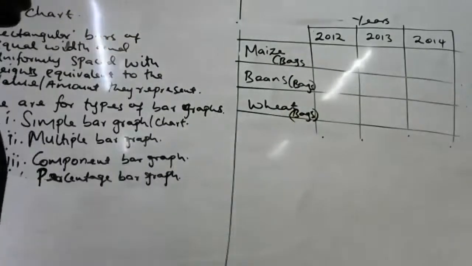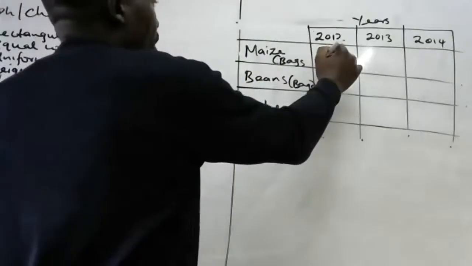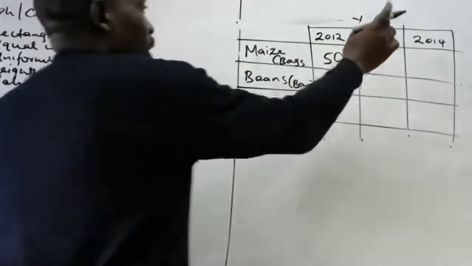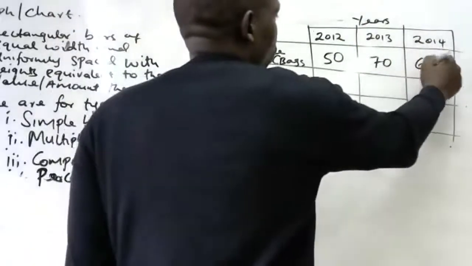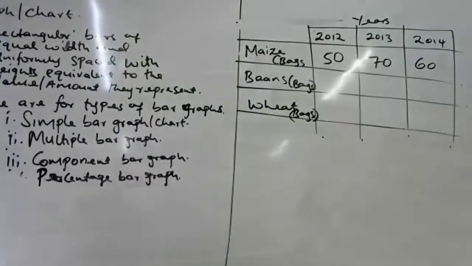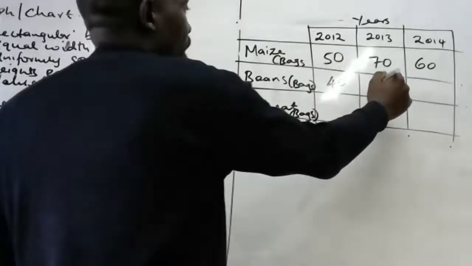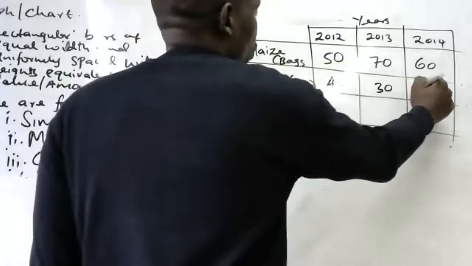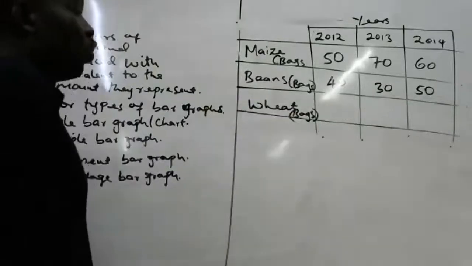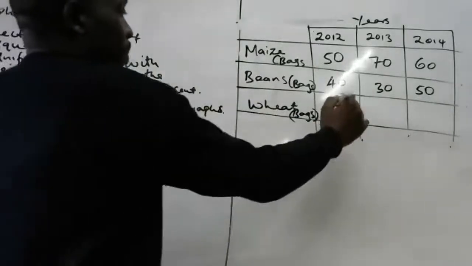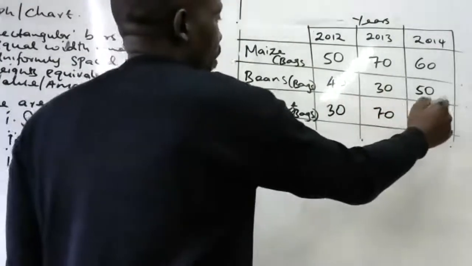Maybe in the year 2012, in that particular farm, the bags of maize were 50. In 2013, they went to 70. In 2014, maybe they dropped to 60. In the year 2012, for the beans, the number of bags maybe was 40. Then they went to 30, and maybe they went to 50. In 2012, in terms of wheat production, maybe the harvest was 30, then it went to 70, and then maybe it went to 50.